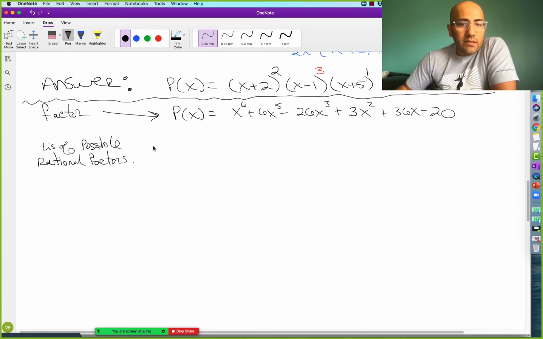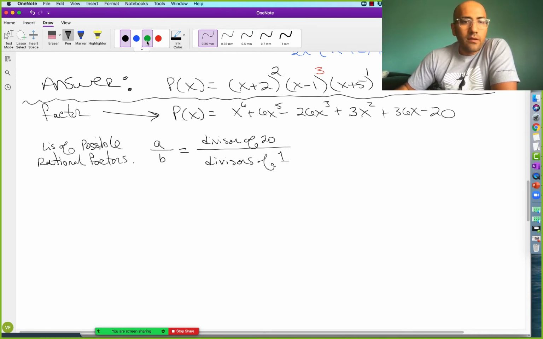And so the list is going to be something of the form p over q. And it's unfortunate that this p is the same as that, but it's a coincidence. This p is just a variable. It could be anything. I could make it of the form a over b. It's just that your book uses p and q. It could be a fraction of the form a over b, where a is a divisor of this 20. It's always a divisor of the constant at the end, divided by a divisor of 1.